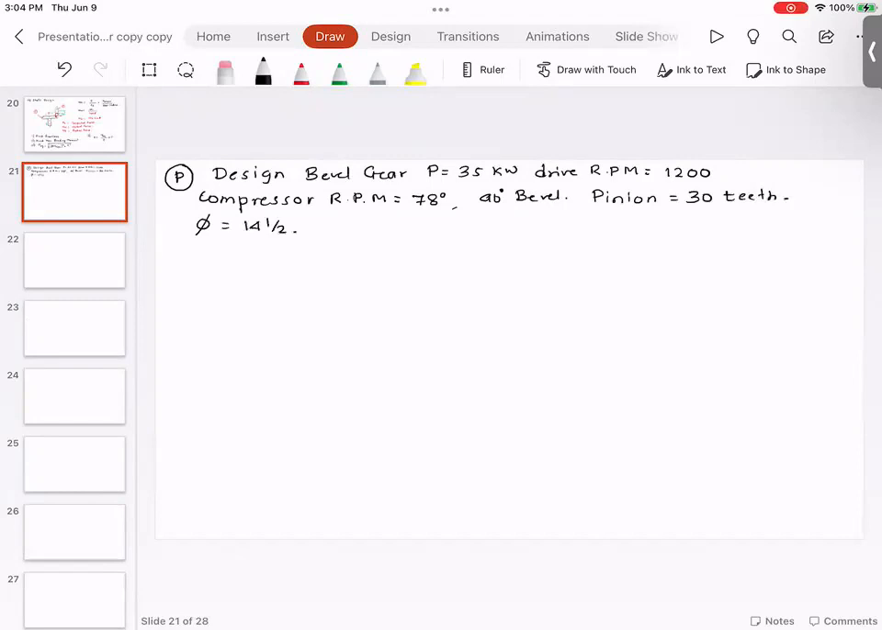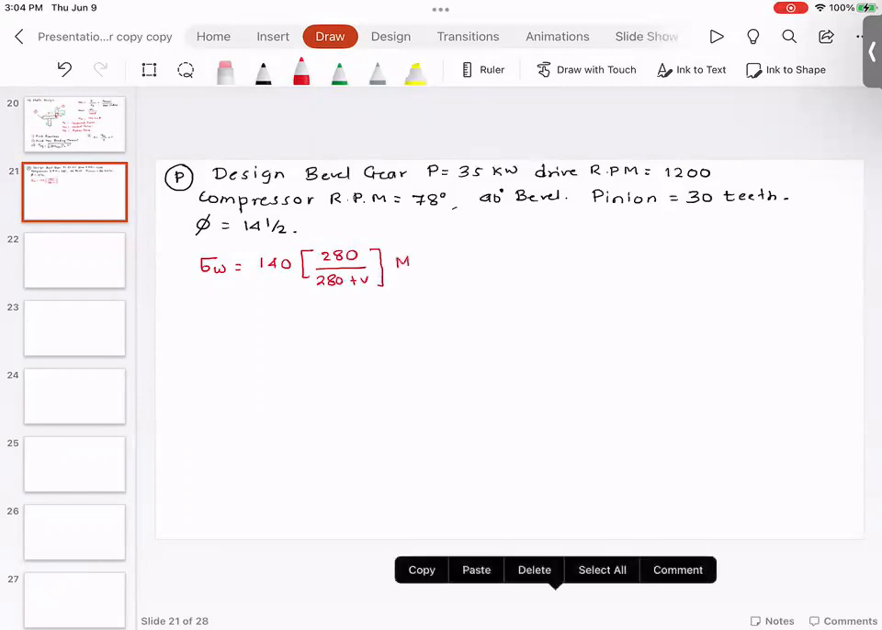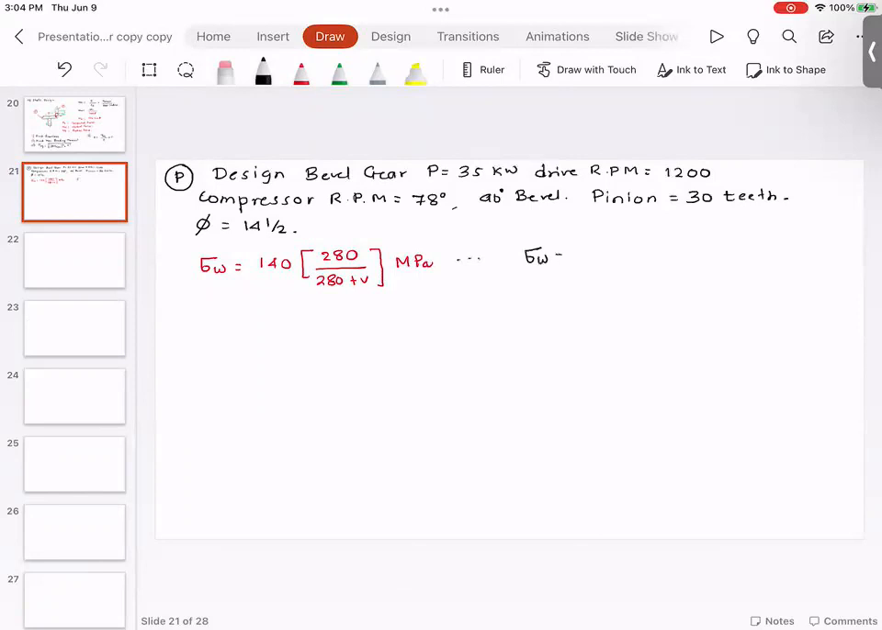And this problem is slightly different in the sense that here sigma W value is directly given to us, and that is 140 multiplied by 280 divided by 280 plus V. Now, I just want to explain what that means. If you look at sigma W, it's sigma O multiplied by the velocity factor. So what are we doing here? Sigma O is the static strength. With the velocity factor, we are trying to make it safer and design it for the fluctuating loads. So this is the velocity factor.